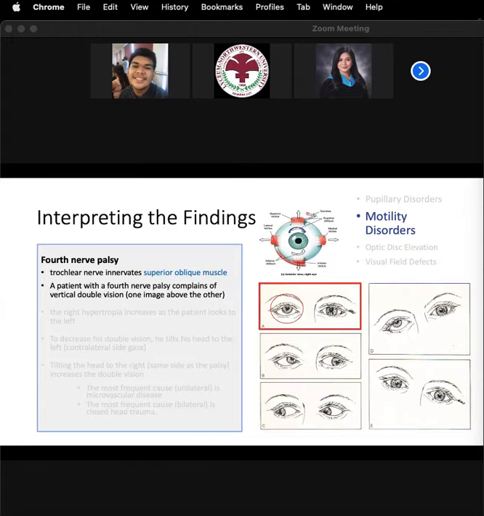Fourth nerve palsy. A patient with a fourth nerve palsy complains of vertical double vision. So instead of the images being side by side, the patient sees two images, one on top of the other. Vertical.